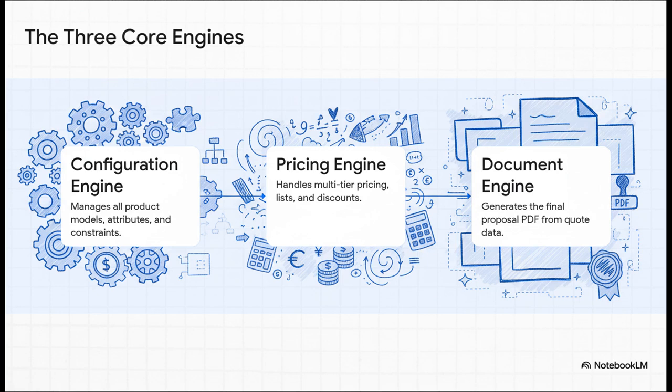First, you've got the configuration engine. It's the rule keeper, making sure you can't sell a product with incompatible parts. Then there's the pricing engine, the number cruncher, handling everything from the list price to the most complex discounts. And finally, the document engine takes all that data and turns it into a professional, polished PDF proposal.